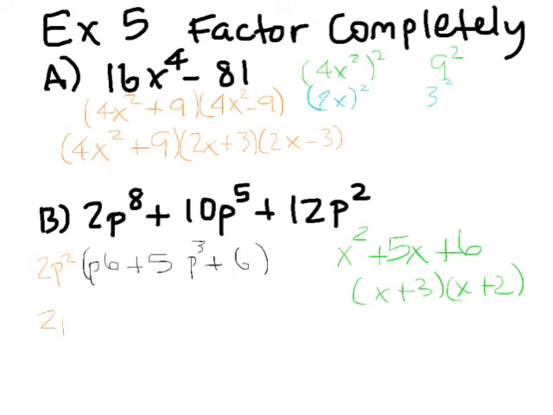And so I've got 2p squared times p to the 3rd, because p to the 3rd times p to the 3rd is p to the 6th. So p to the 3rd times p to the 3rd. And then what times what is 6 that adds to 5? And that's where you get 3 and 2.